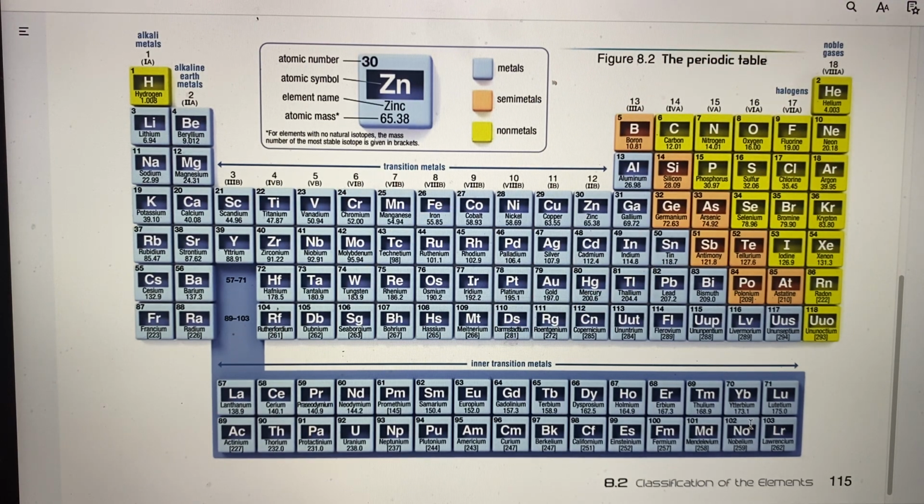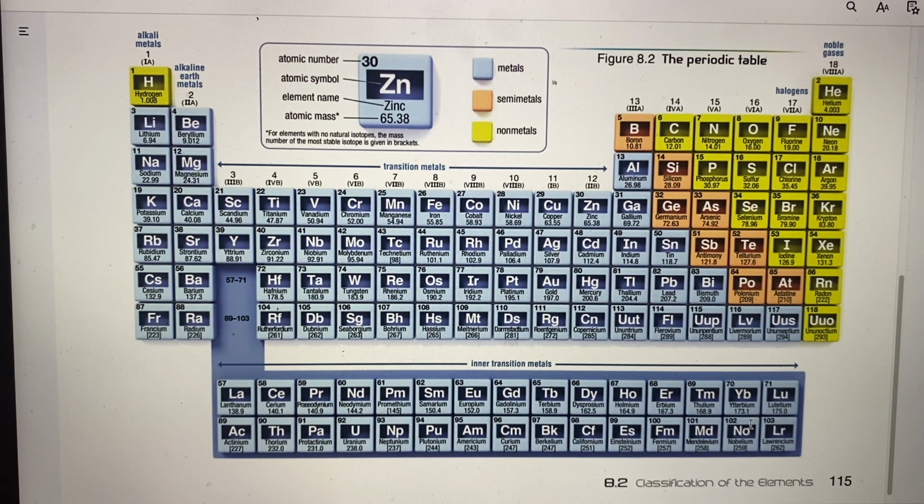And then we have the inner transition metals, and these are the two rows that are below, right here. The first row is the rare earth. They call them the rare earth. And the second row is basically called our radioactive elements.